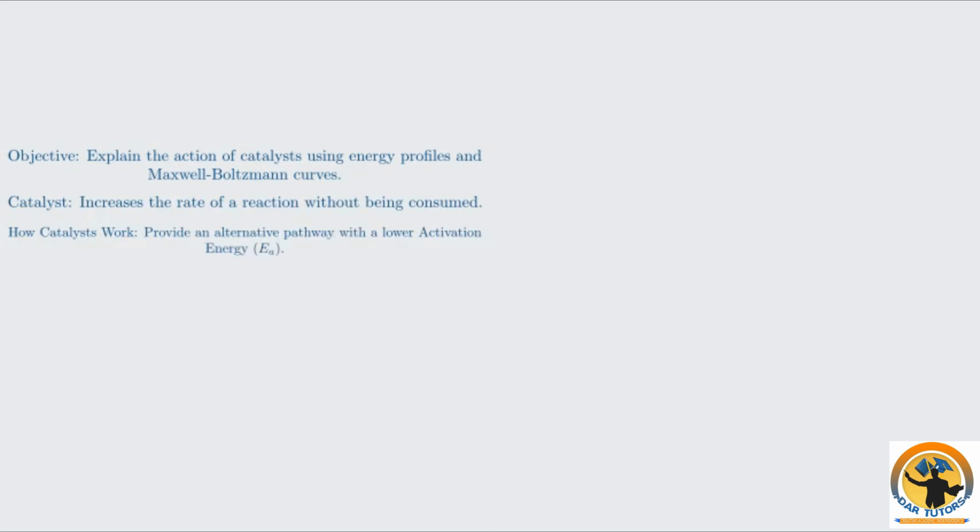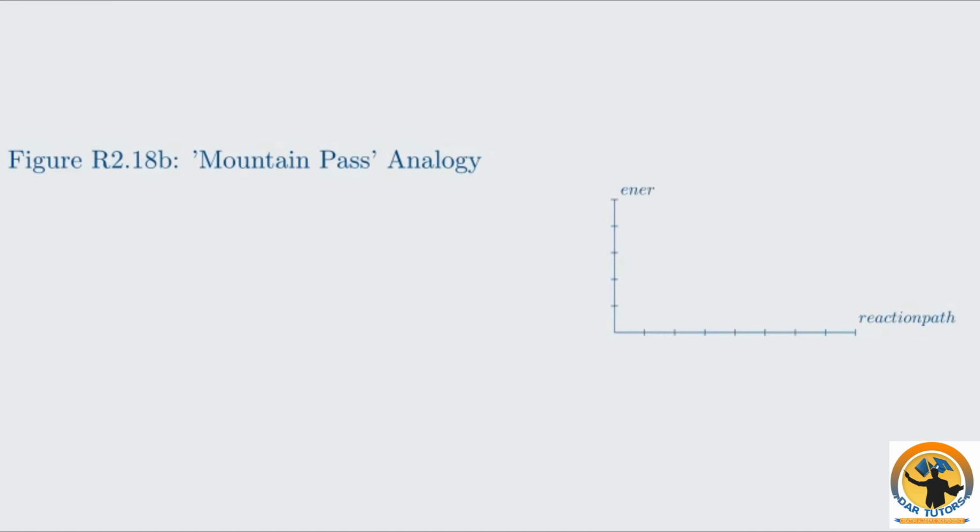So how do they do this? A catalyst works by providing an alternative reaction pathway, or mechanism, which has a lower activation energy barrier. This is often visualized with the mountain pass analogy. If reactants have to climb over a tall mountain peak to become products, that's like an uncatalyzed reaction with a high E sub A. A catalyst is like a tunnel or a mountain pass through the mountain. It offers a much easier, lower energy route.